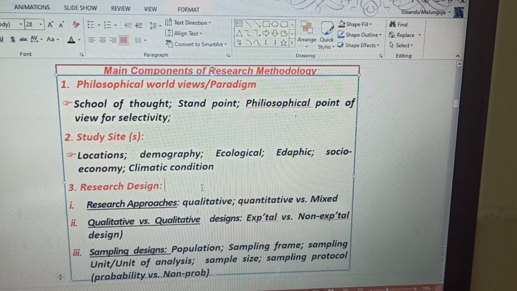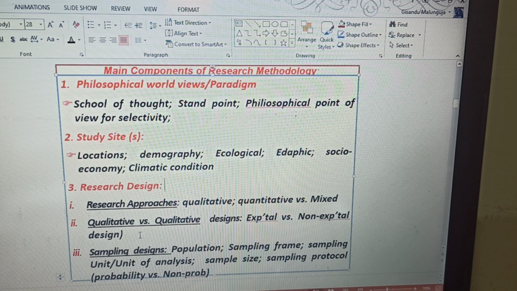Under the research designs, this is the place where a researcher is going to explain the research approach: whether he will be doing qualitative or quantitative research, or carrying out a mixed research design. He will tell us whether he is working under a quantitative or qualitative design, and sometimes whether it might be under experimental research designs or non-experimental research designs.